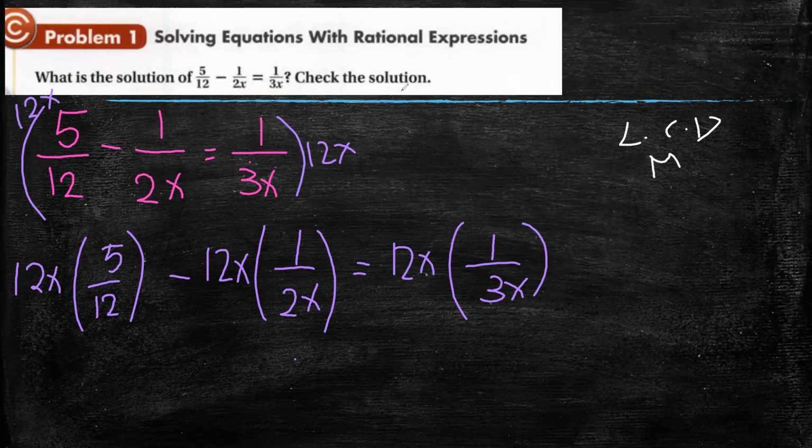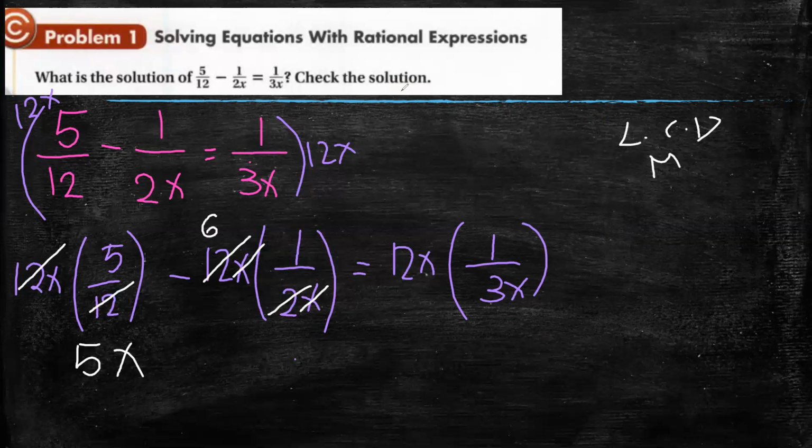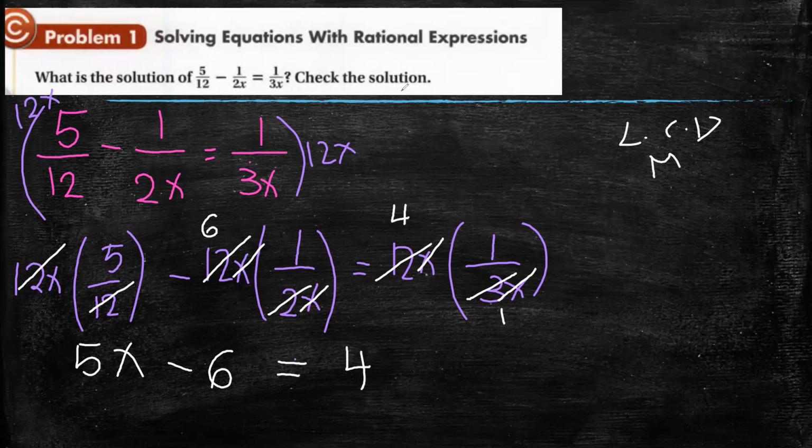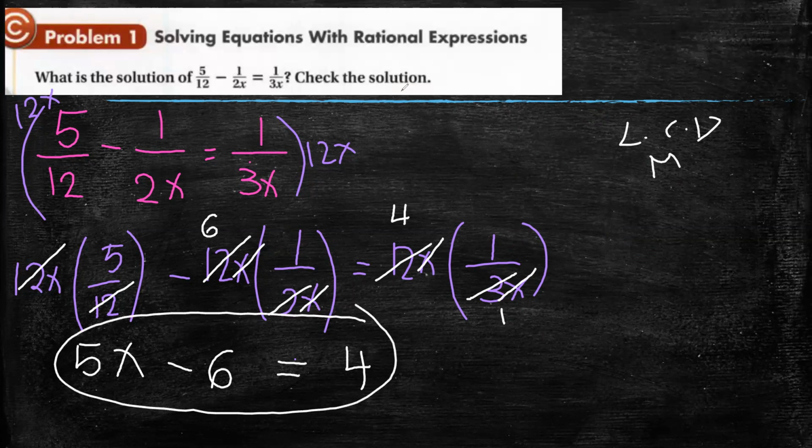Then let's multiply and simplify. 12 with the 12, we have 5x. Then x cancels x, and 2 with the 12 gives 6, so minus 6, equals x cancels x, 3 over 3 is 1, times 4, so 4. By multiplying each term, we get a simple equation.